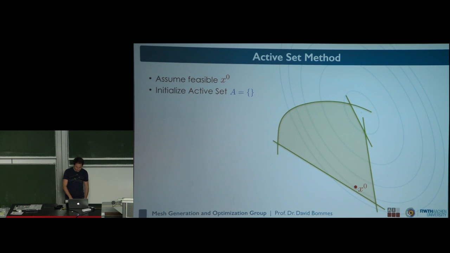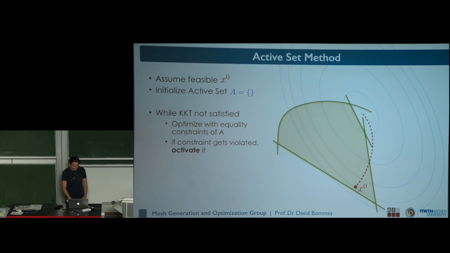How can we use this in our active set method? We start from a feasible point, x0. While the KKT conditions are not satisfied, we optimize with all equality constraints from our active set, which initially is empty, which would mean that we take such a red optimization path. At the point where we would violate one of the constraints, we add it to our active set, or we activate it. This means we walk to this point x1, then we activate this blue constraint, and we continue with an optimization problem where we have one equality constraint, so we're just moving on this blue line. Then we get to the point x2.